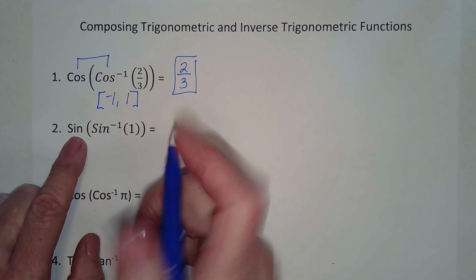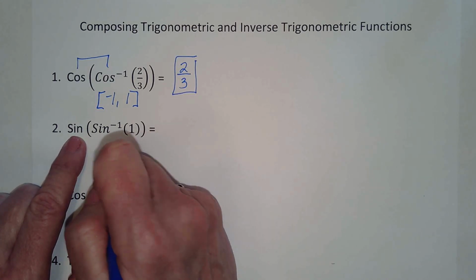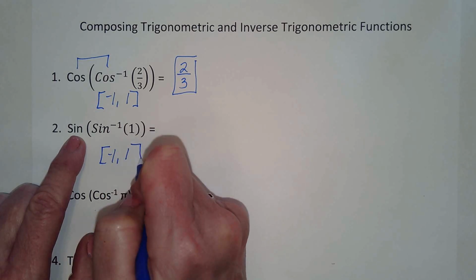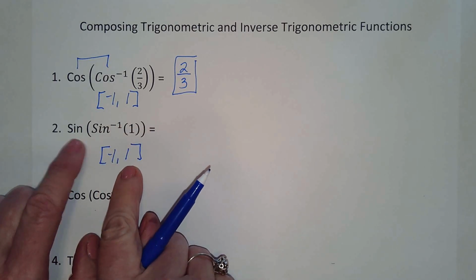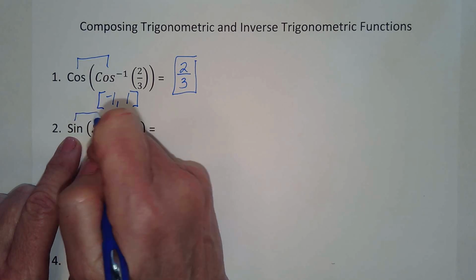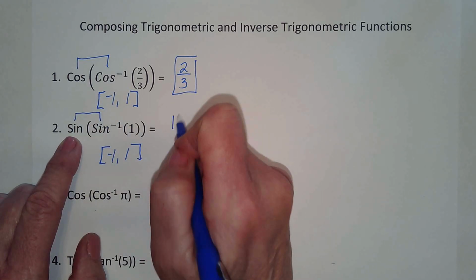We look at the restriction for sine inverse. It is -1 to 1, and 1 does fall within that domain restriction. Therefore, sine and inverse sine undo each other, and the answer is 1.